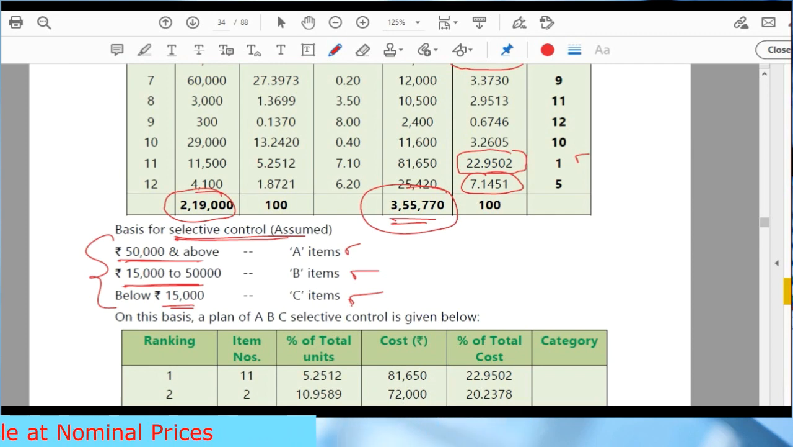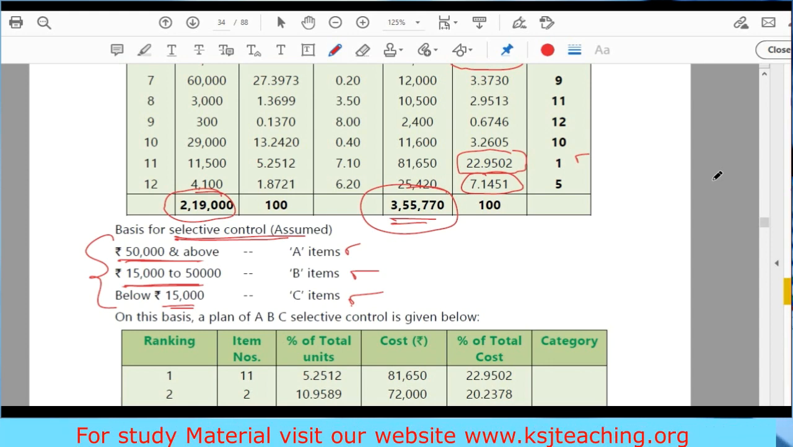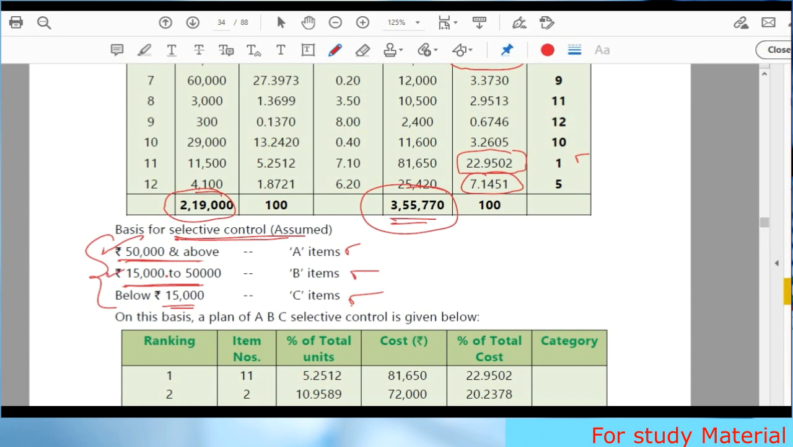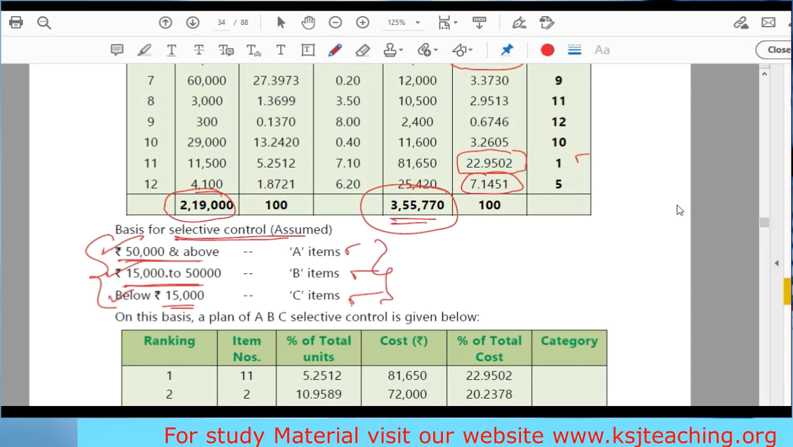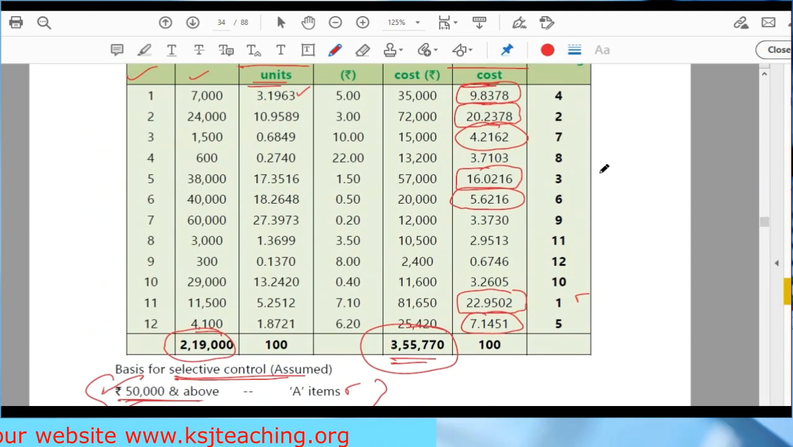It varies from business to business. It is everyone's individual judgment how they want to categorize the items, how they want to set these parameters of 15,000, 50,000. These are not given anywhere. There is no hard and fast rule regarding this. It is every individual business's analysis and judgment, based on what amounts they want to categorize the items A, B and C, right? So accordingly they have done the ranking. That is, A category items are item number 11, 2 and 5, right?